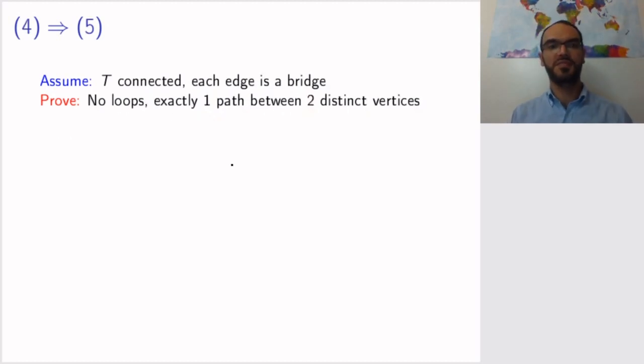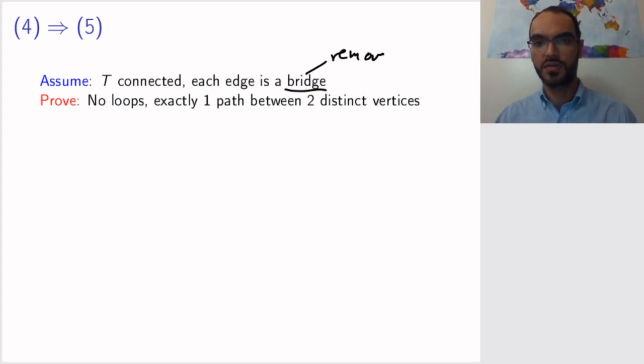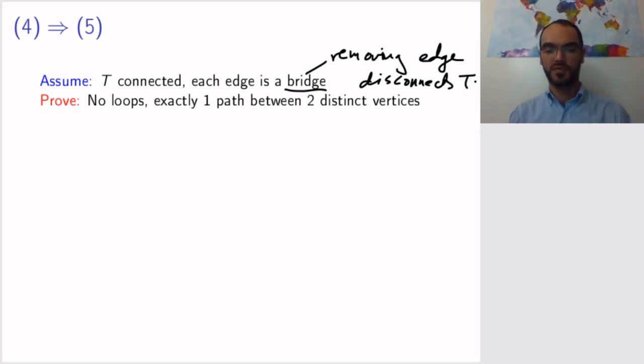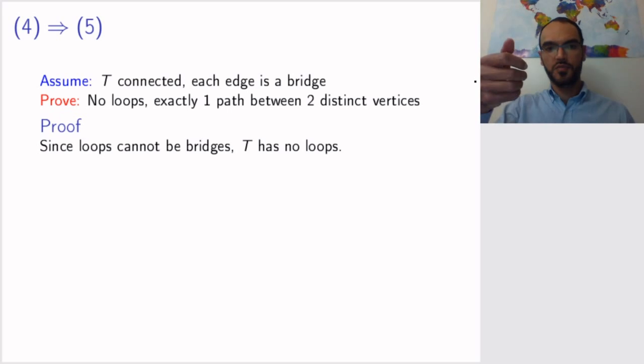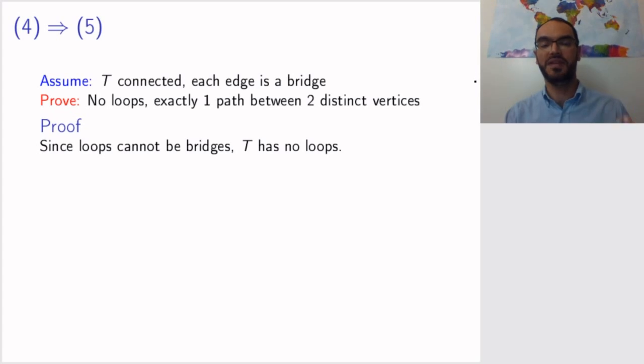Next, we prove that statement 4 implies statement 5. Now you get the hang of how this is going. So we're only assuming that our graph T is connected and each edge is a bridge. We need to prove that the graph has no loops and that there is exactly one path between any two distinct vertices. And remember, bridge means that removing the edge disconnects the graph. This is what we need to prove. So how do we prove that the graph has no loops? Well, if it had a loop, removing the loop will not do anything to the connectivity of the graph. So a loop cannot be a bridge, and therefore T cannot have loops because we're assuming that each edge is a bridge.